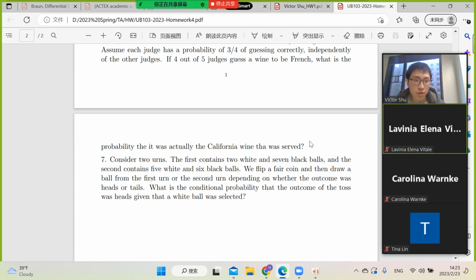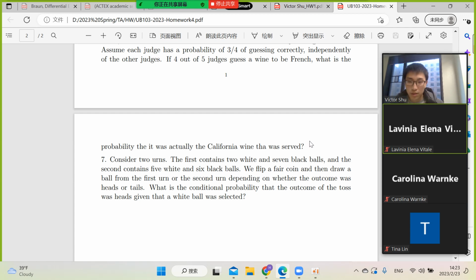By the way, you can prove that just using a simple Venn diagram. The basic formula of the conditional probability is the probability of A given B equals the probability of A intersection B divided by the probability of B. And you can transform that formula a little bit.